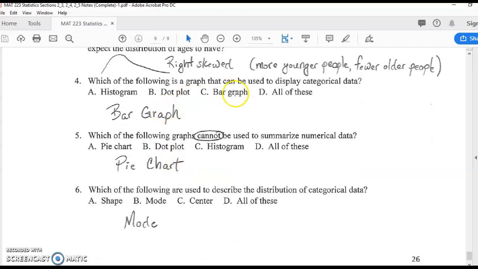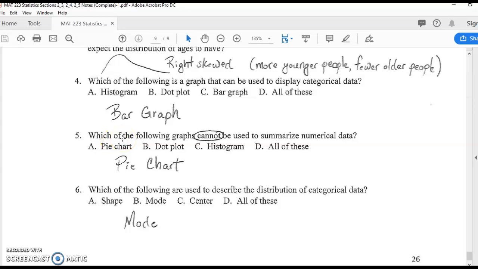Which of the following is a graph that can be used to display categorical data? So categorical, that's not a histogram, that's for numerical. Dot plot is for numerical. Bar graph is for categorical, that's true, so it's certainly not all of these. Which of the following graphs cannot be used to summarize numerical data? Make sure again when you read these that you read can or cannot clearly. So a pie chart, that's not for numerical, that's for categorical. Dot plot is for numerical. Histogram is for numerical, so certainly pie charts are our only choice.